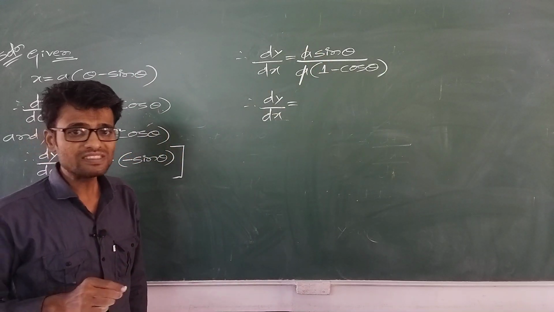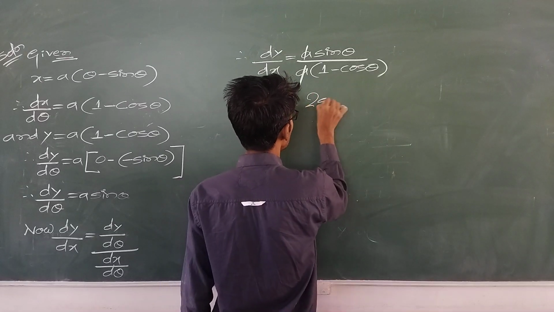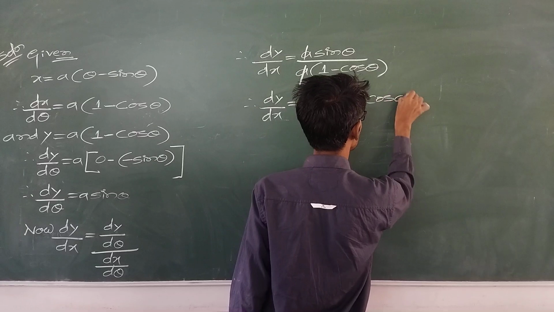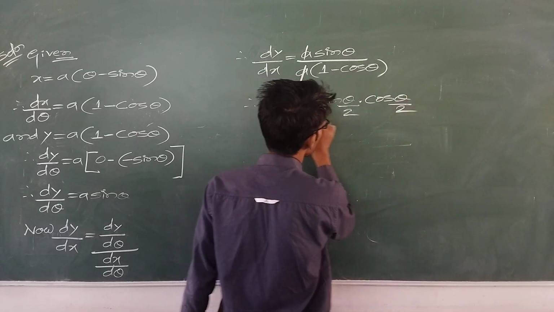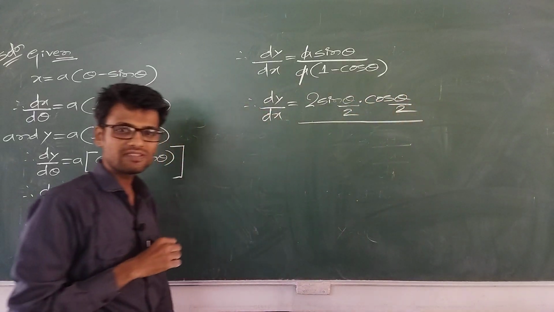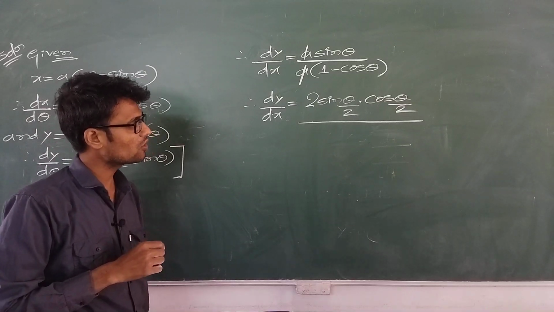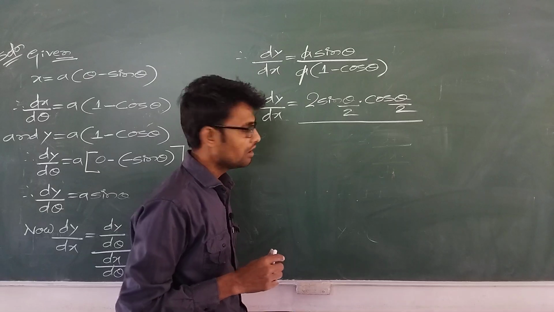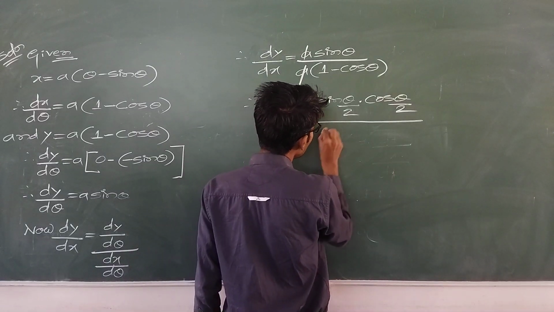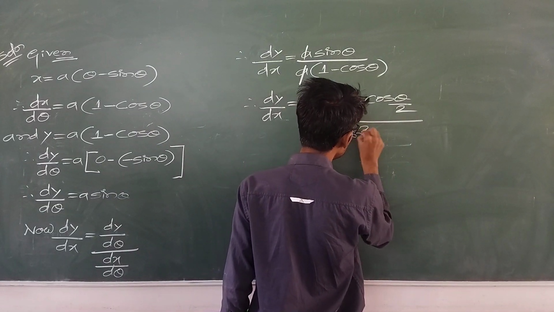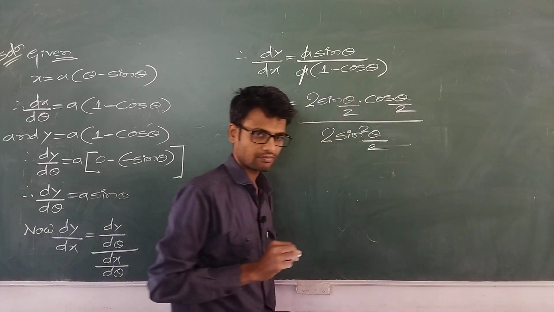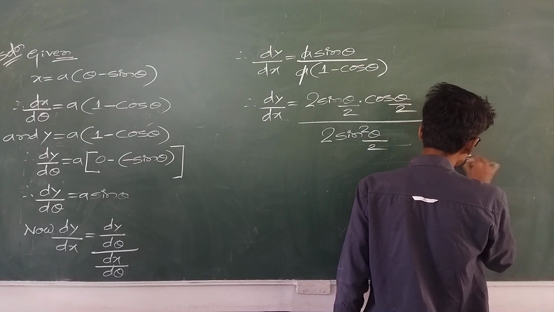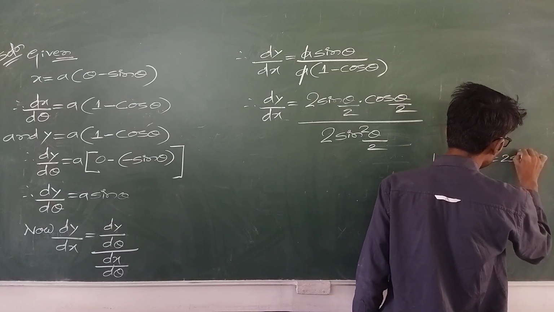We have the formula of sin theta. Sin theta is 2 sin theta by 2 into cos theta by 2. See the formula of sin theta: it is 2 sin theta by 2 into cos theta by 2. And next, we have the value of 1 minus cos theta. The value of 1 minus cos theta is 2 sin square theta by 2. This is very important. Remember the formula.